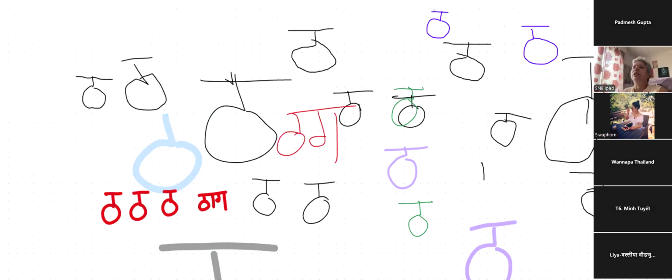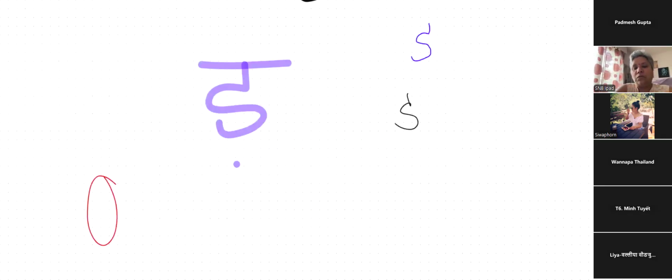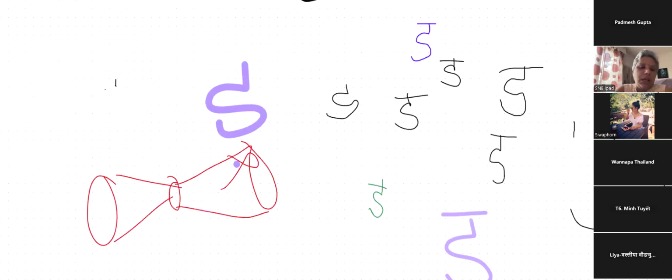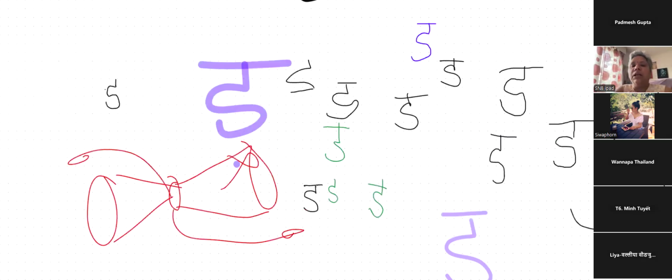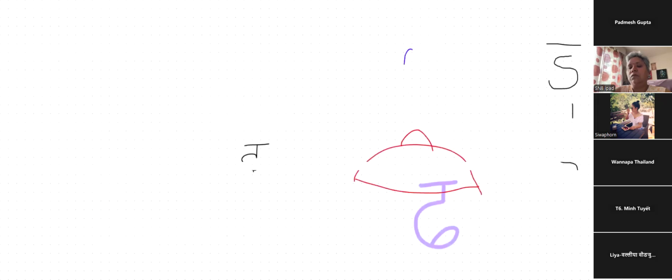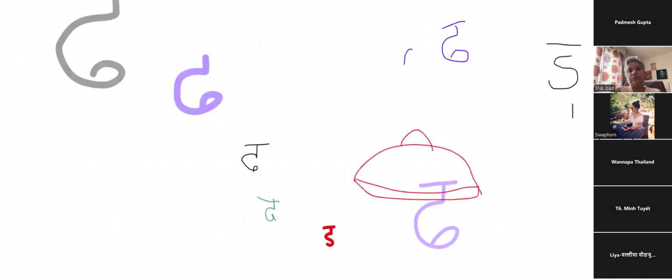Now please write for me. D. Say Damru. You have seen Damru. Very good. No dot. Very good. And the last one, D. Say Dhakkan. Dhakkan. Very good. Good.